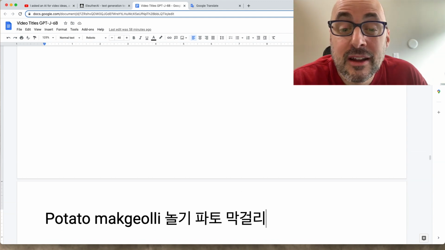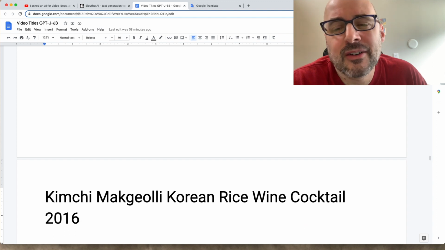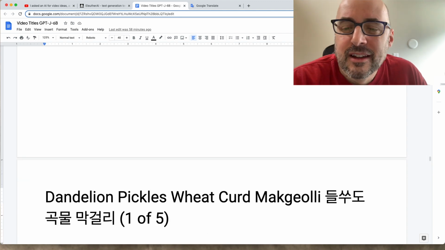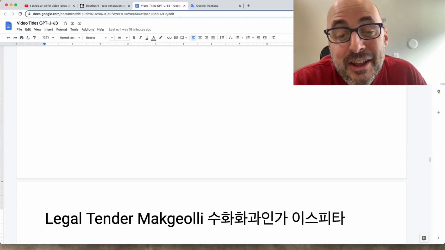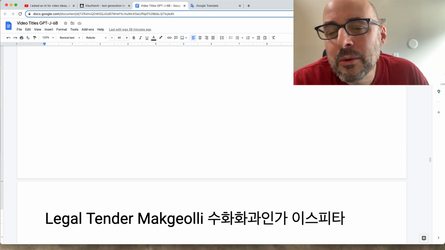Potato makgeolli. I did make sweet potato makgeolli. Kimchi makgeolli. No kimchi makgeolli. Kimchi and makgeolli, but not kimchi makgeolli. No legal tender makgeolli. Okay, when things get tough, we'll barter makgeolli. Legal tender makgeolli.